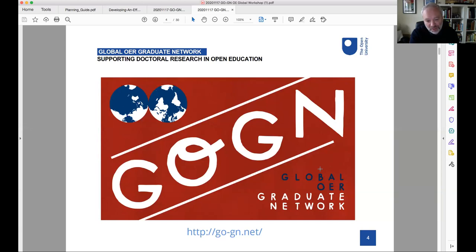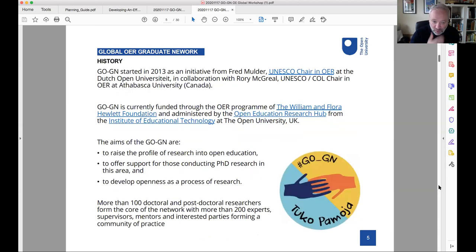Really the idea was that, particularly when OER was a fairly new field, there wasn't much research happening in it. There was lots of advocacy, people saying, isn't it a great thing, and all these things will happen as a result of OER, but not much research on how people are actually using it and what the impacts were. Fred and the Hewlett Foundation really wanted to grow that research community, and they felt the best way to do that was to fund this global network. I think that's been a sensible approach, because doctoral researchers are the future, and they're the people who are going to shape how it goes along. So I'll talk a bit about what we do.